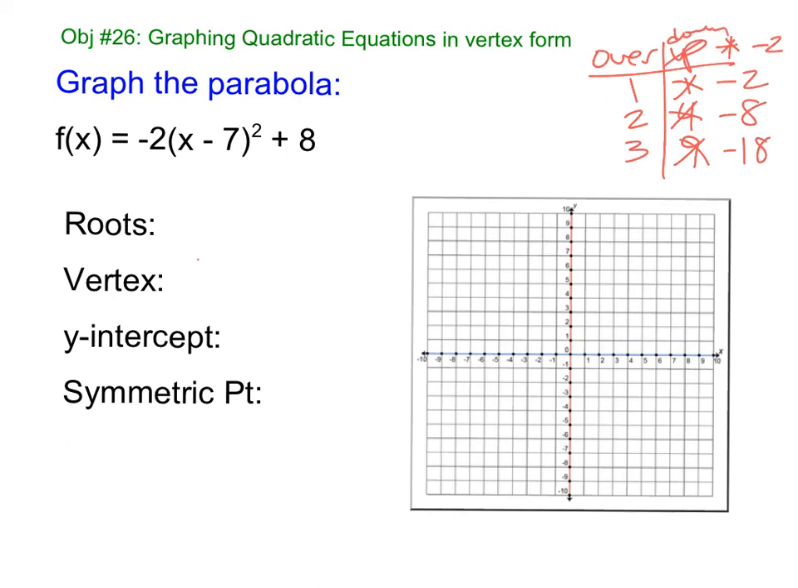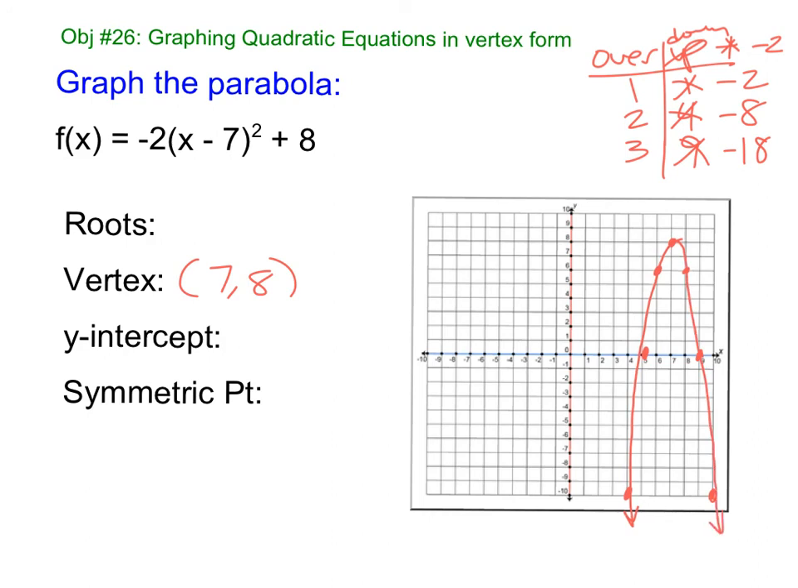So my vertex: change the sign of the inside, outside stays the same. So 7, 8. And I'm going to go over 1, down 2. Over 1, down 2. Back to my vertex. Over 2, down 8. Over 2, down 8. Back to my vertex. Over 3, down 18. And this actually does fit. Just fits. And there is my beautiful parabola.